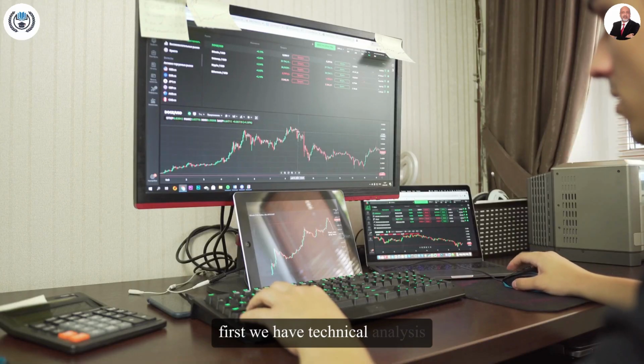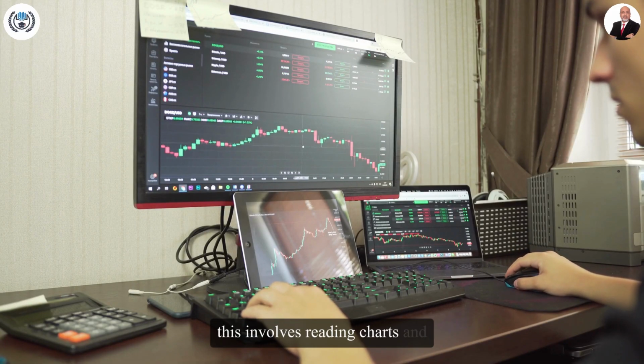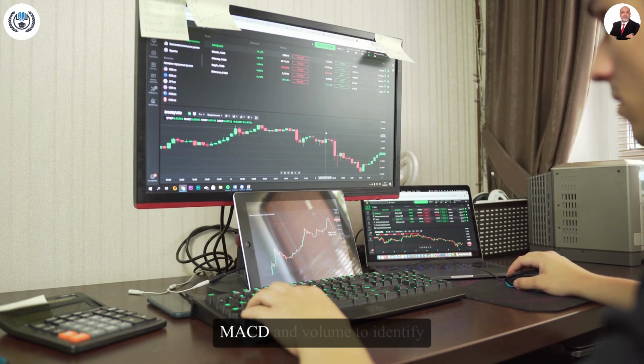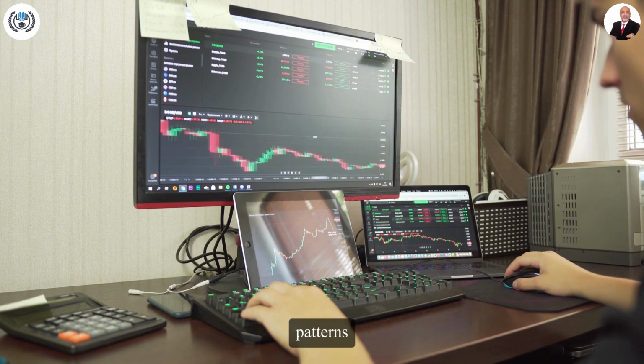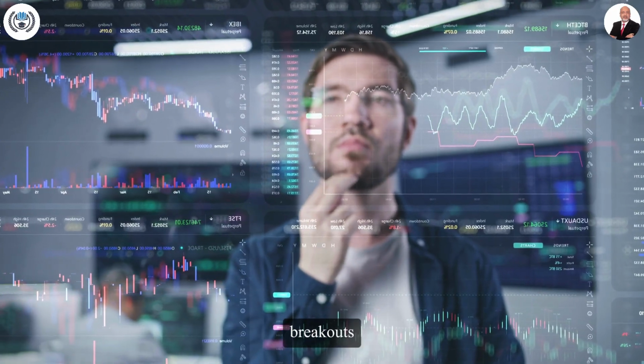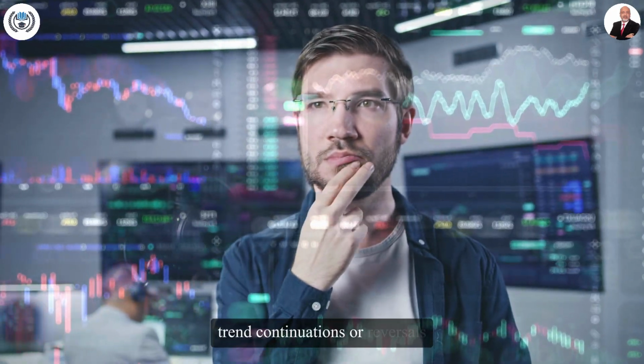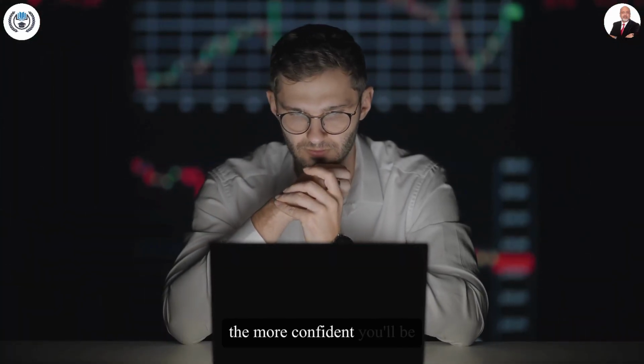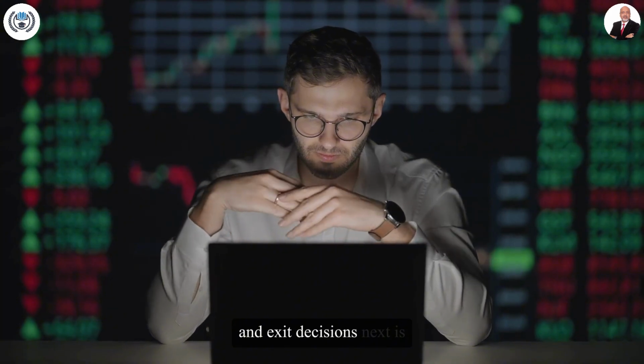First, we have technical analysis. This involves reading charts and using indicators like moving averages, RSI, MACD, and volume to identify patterns. You're looking for signals like breakouts, trend continuations, or reversals. The more familiar you are with these tools, the more confident you'll be when making entry and exit decisions.